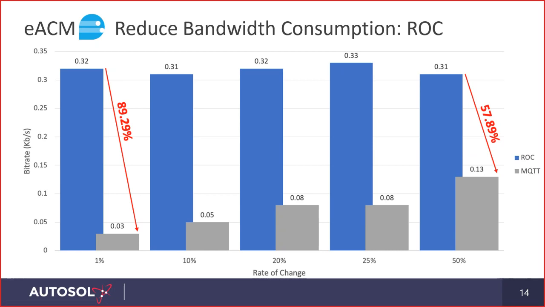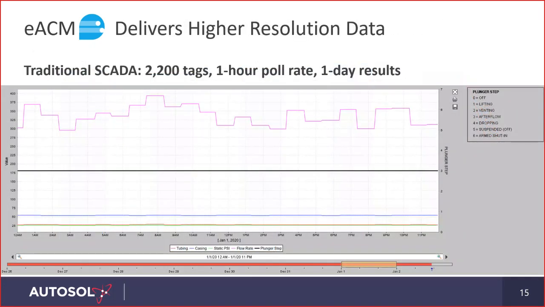And that kind of opens it up for the other benefits, the ability to get higher resolution data. So here is a plunger lift trend chart of 24 hours from one of our clients. We have a white paper on this as well on our website. It is the Flywheel white paper, and they're monitoring a plunger lift here. So this is traditional polling before eACM was put in the field. This is off of ROC. We have 2,200 tags and a 1 hour poll rate. So we've clearly captured some flow changes, but we've missed every plunger step. Apparently tubing and casing and static pressure have not also changed despite the flow rate change.